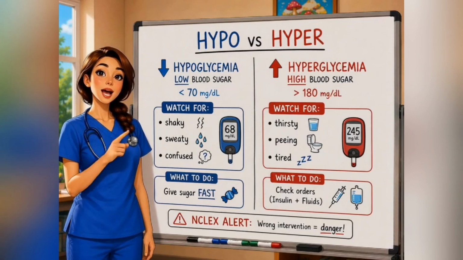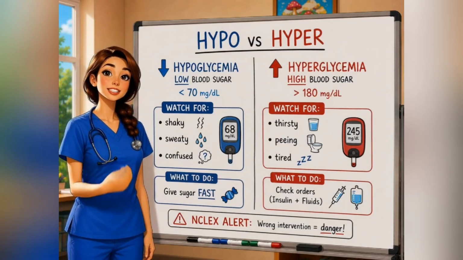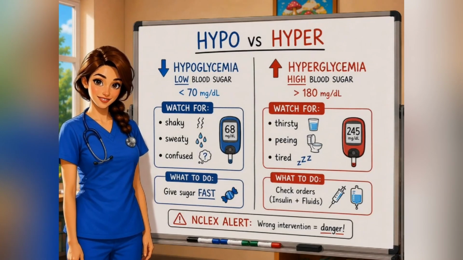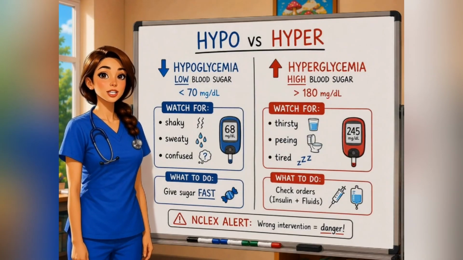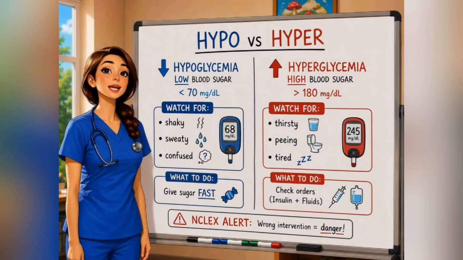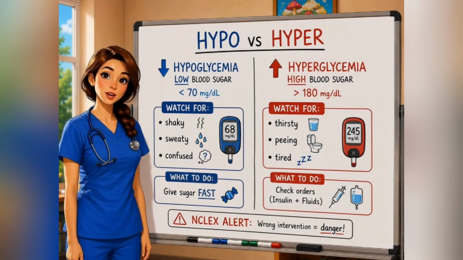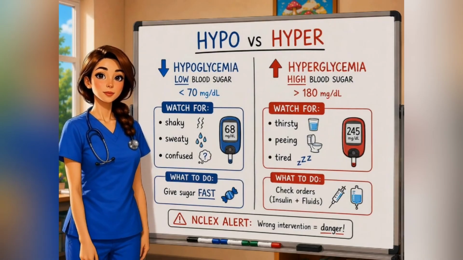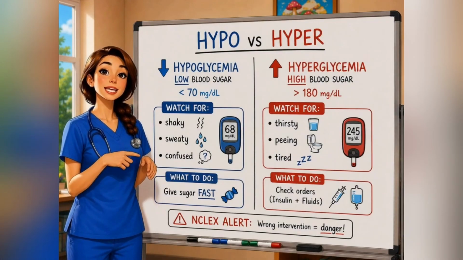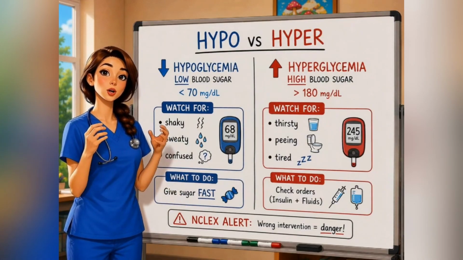Hypoglycemia, hypo means low, blood glucose below 70. This is a fast emergency. Your brain is starving right now. Hyperglycemia, hyper means high, blood glucose over 180. This is a slow burn. It builds up over hours to days. Think of it as a slow leak you ignored too long.